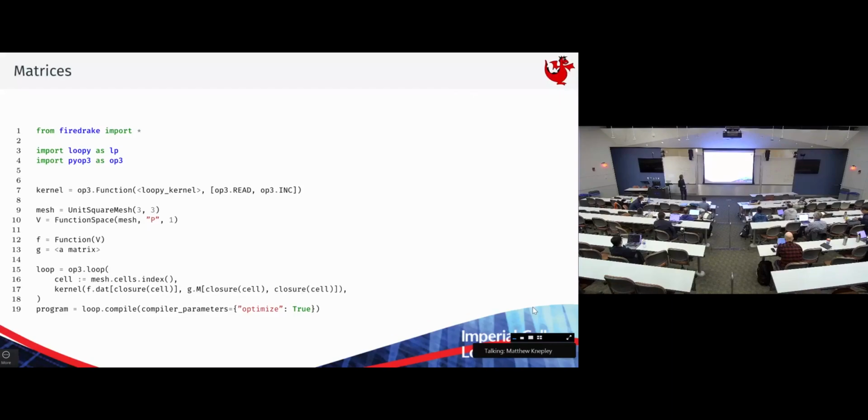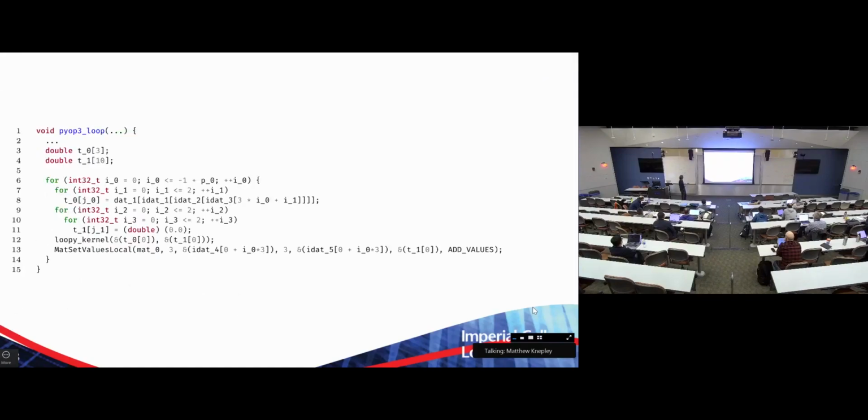Okay, parallel, we can also do matrix assembly. So what changes here is I'm now saying G is a matrix. I'm not specifying how you make it. And then you want to loop over your cells, call the kernel, but this time G.M is the matrix, and you're passing in closure of the cell for the rows and closure of the cell for the columns. So this will give you back a little dense matrix per call. And then we compile it, and we generate code that looks like this. So you call your loopy kernel, and then we call mat set values, where we figured out all the indirections that you need.